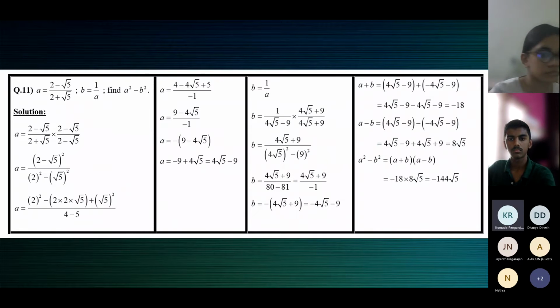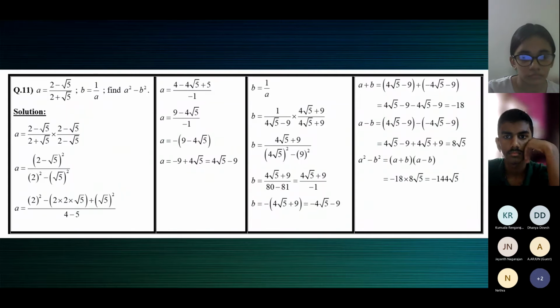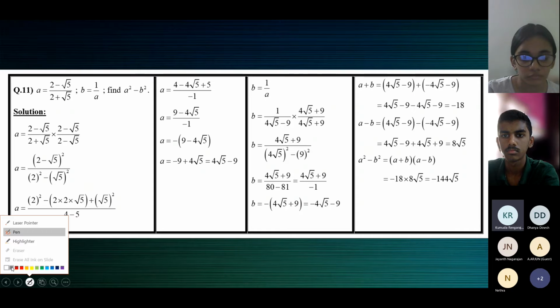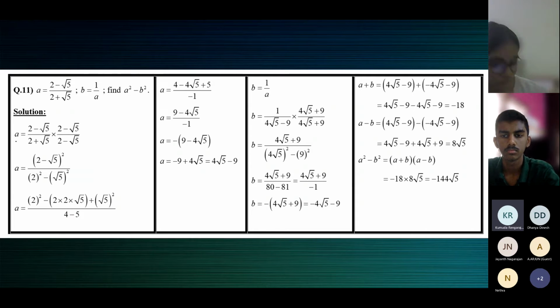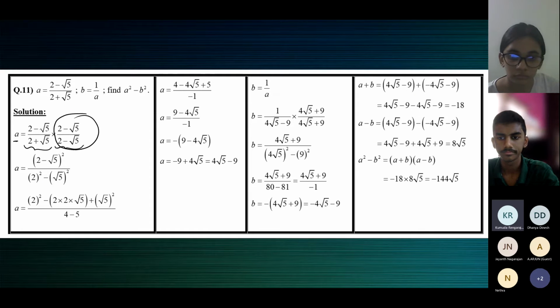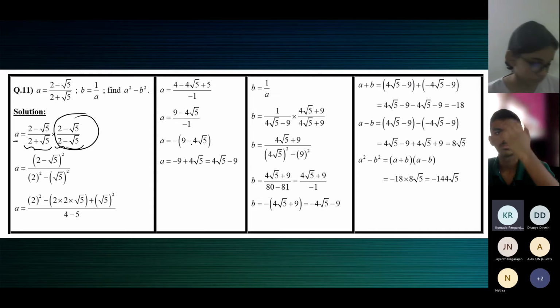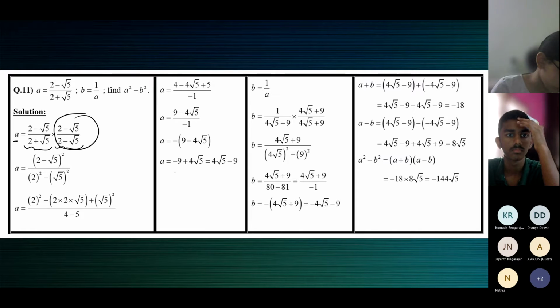So see, children. You can see here, children, this is A, but we need to rationalize the denominator. So we multiply and divide by the conjugate. And you can see here we got A here. Somewhere here, yeah, here we have A.